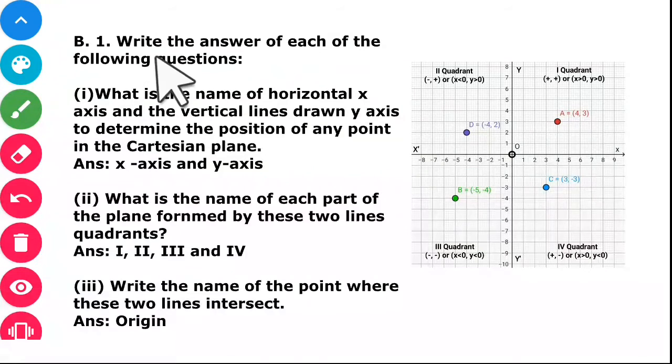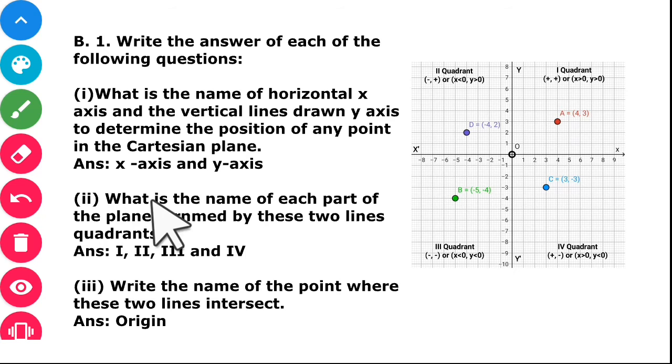Question number B1. Write the answer of each of the following questions. Question number 1. What is the name of the horizontal x-axis and the vertical lines drawn from the y-axis to determine the position of any point in the Cartesian plane? In the Cartesian plane, the horizontal line represents the x-axis and the vertical line represents the y-axis.